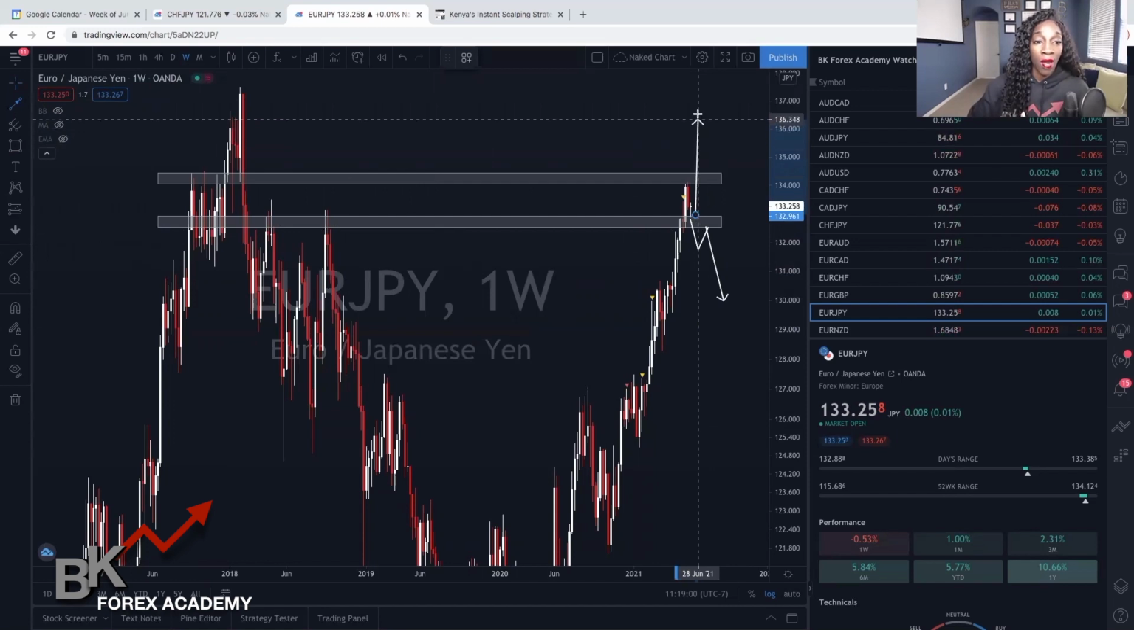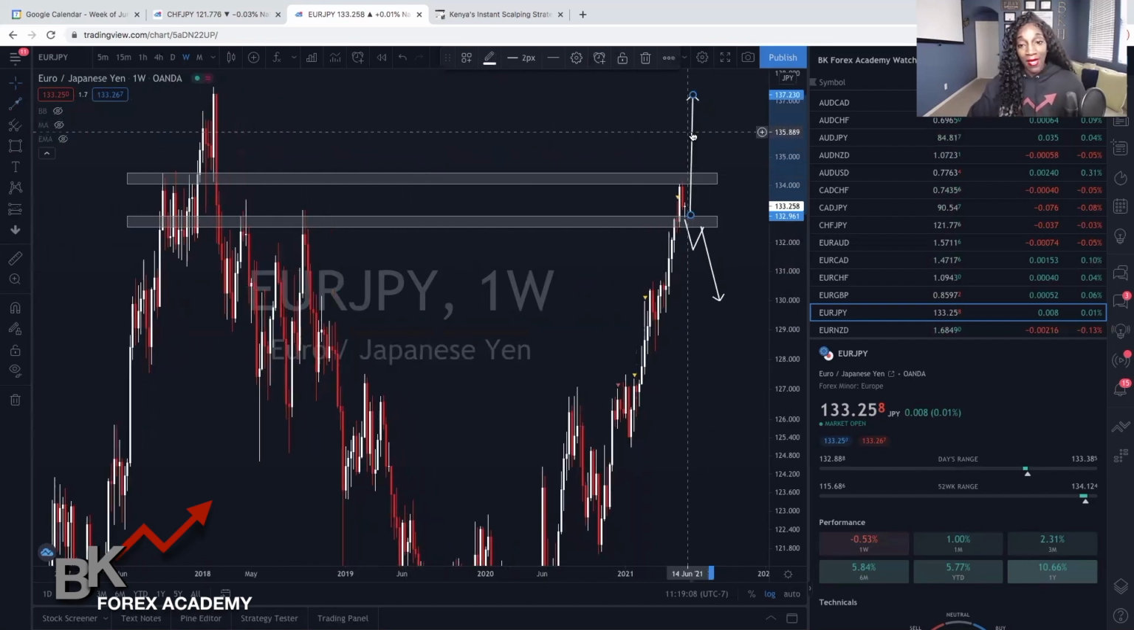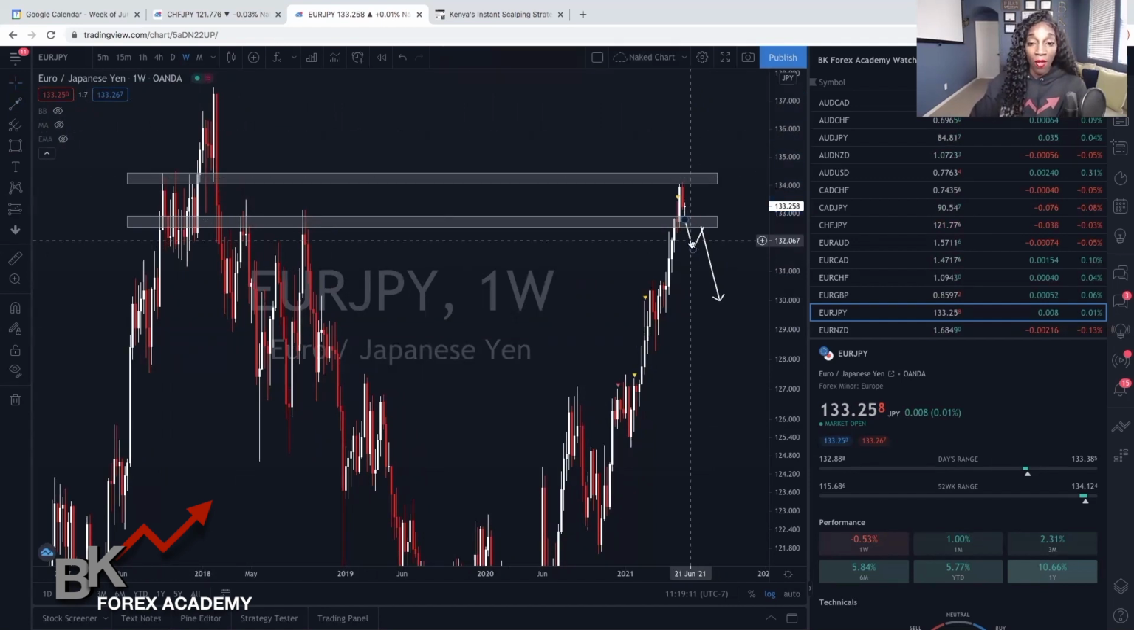go and test our previous level of structure from back in, what's this, 2018. Now, that's a very strong possibility. How long would that take? It may take a while, considering that we're on the weekly time frame.